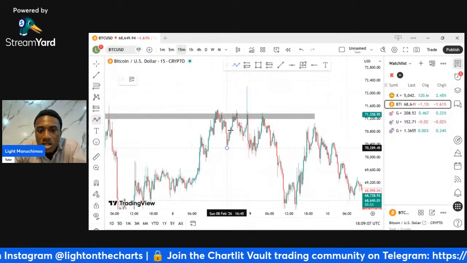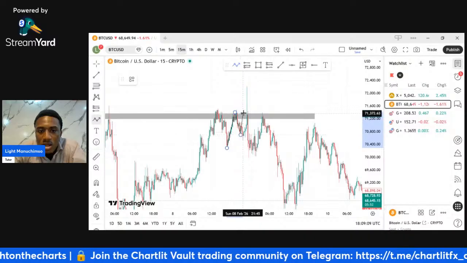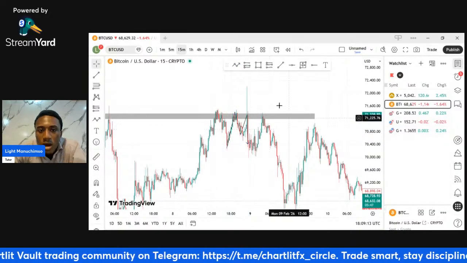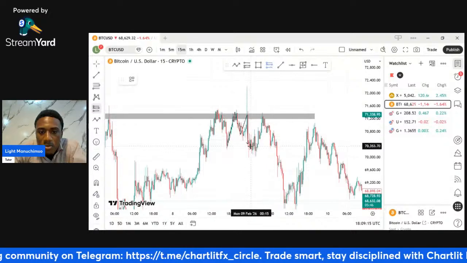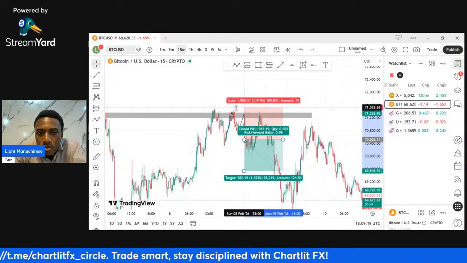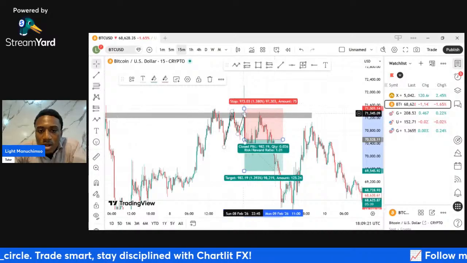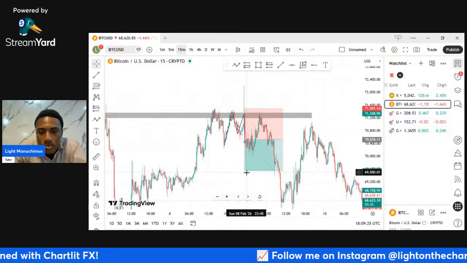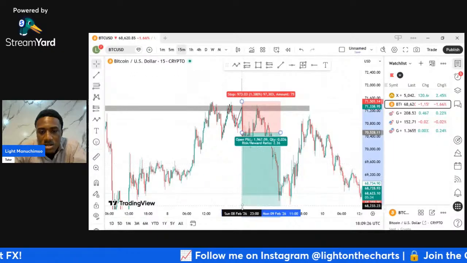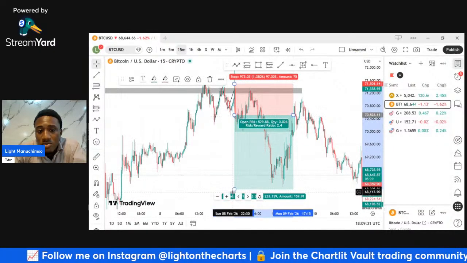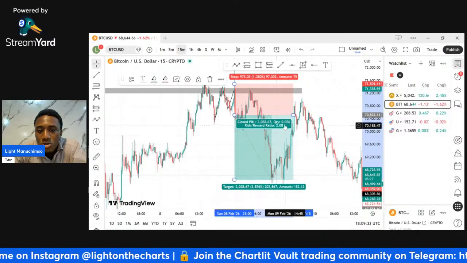You can see an M pattern, right? What happened next after the M pattern? Your stop loss is right above the key level, and price drops. You can see that price gave us a 1:2 reward ratio.